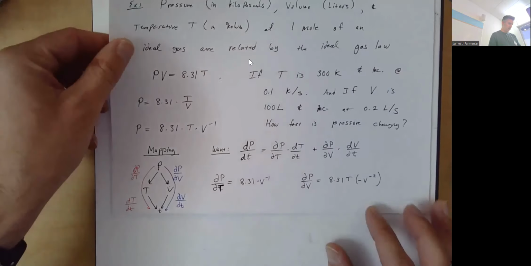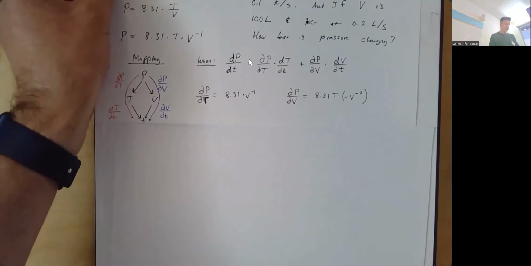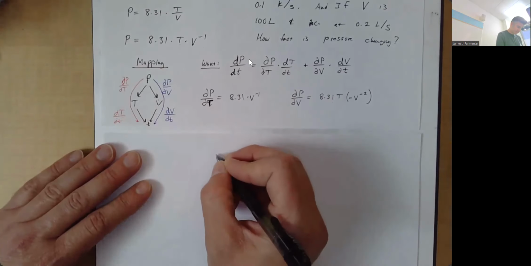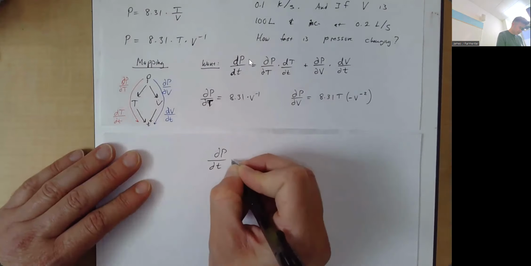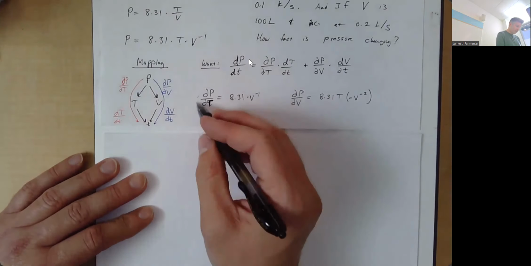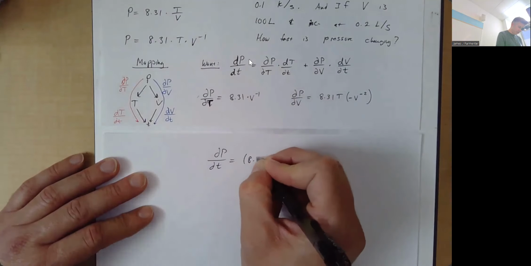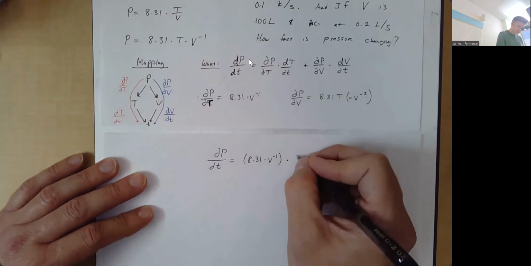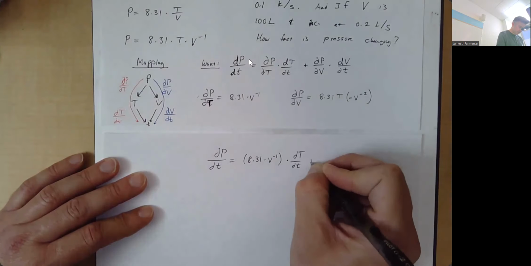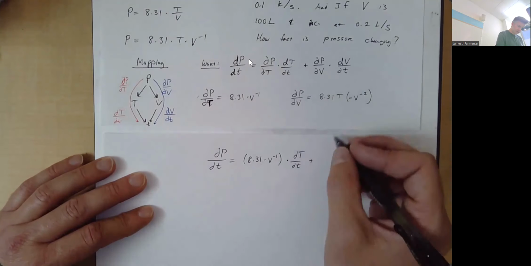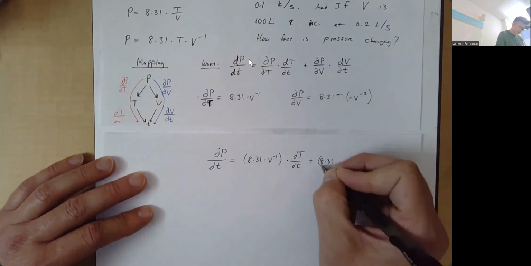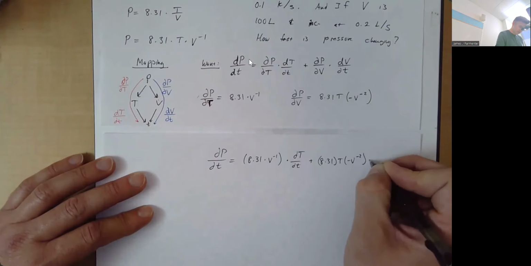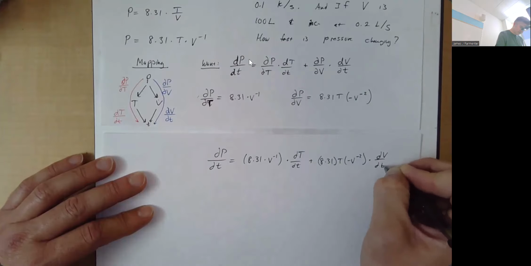So we're going to rewrite our derivative dP/dt. It is going to equal ∂P/∂T, which is 8.31 times V to the negative 1, times dT/dt, plus ∂P/∂V, which is 8.31 times T. I should have put the times negative V to the negative 2, times dV/dt.